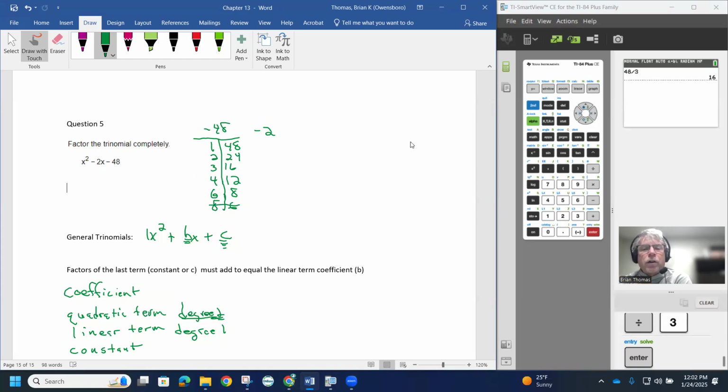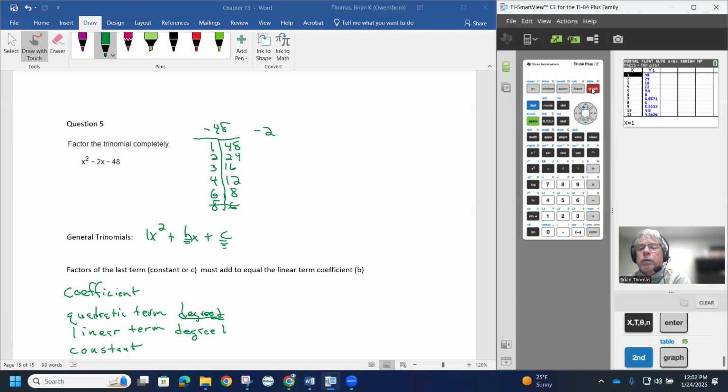Now, again, if you're not great at that, you could just go y equals and clear this off and put 48 divided by x. And then you could do your table. And it would just give you the 1 and 48, 2 and the 24, 3 and the 16, 4 and the 12, 6 and the 8. That's how the 8 and the 6 repeats. That's how you can stop.